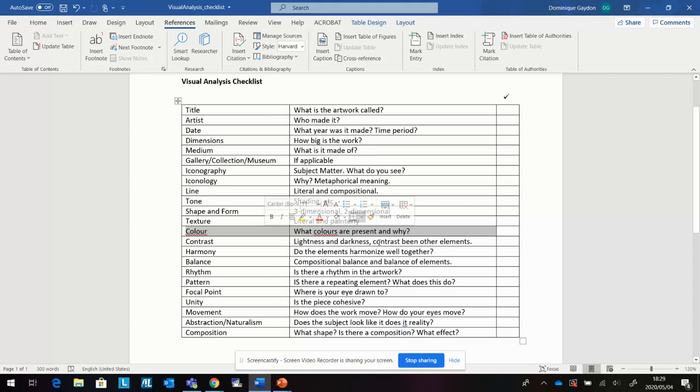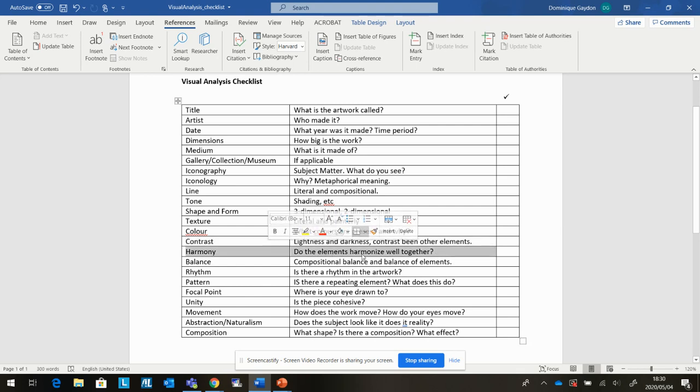So color carries heavy meaning. If you want to recap, there's a video on color theory on this channel, which will help you. Is the painting very dark? Is it very blue? What does this mean? Contrast, how light and how dark is it? And also contrast between other elements. So is it a painting of a child's bedroom and there's something hideously dark and disgusting like a monster present?